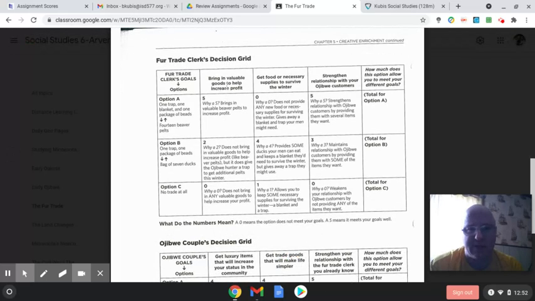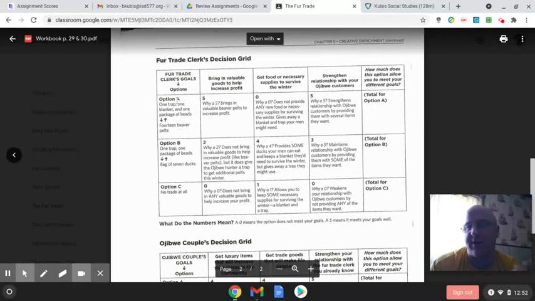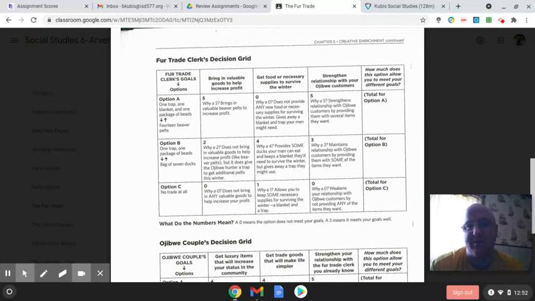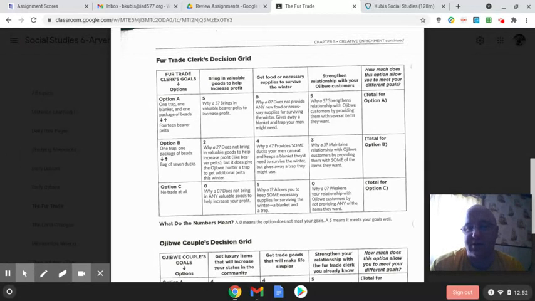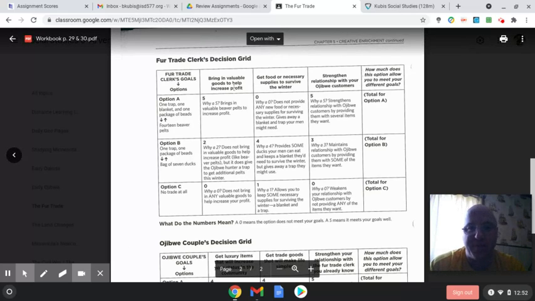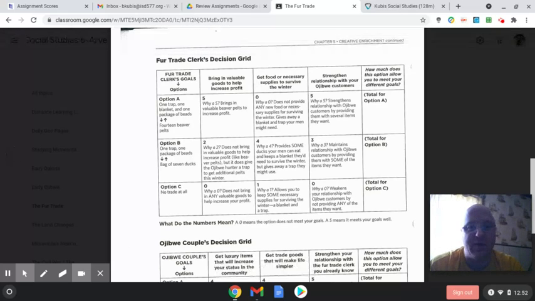For the fur trade clerk, you can see, does this trade bring in valuable goods to help increase profits? That's what the company wants, is money, profit. Does this trade get food or necessary supplies to survive the winter? So that's something else the fur trade clerk has to think about. And does it strengthen your relationship with your Ojibwe customers? So you want to have that strong relationship. So these are three things that the trade clerk has to think about.